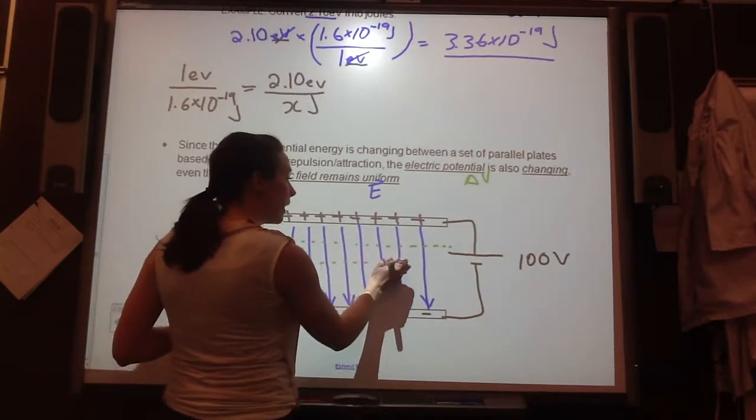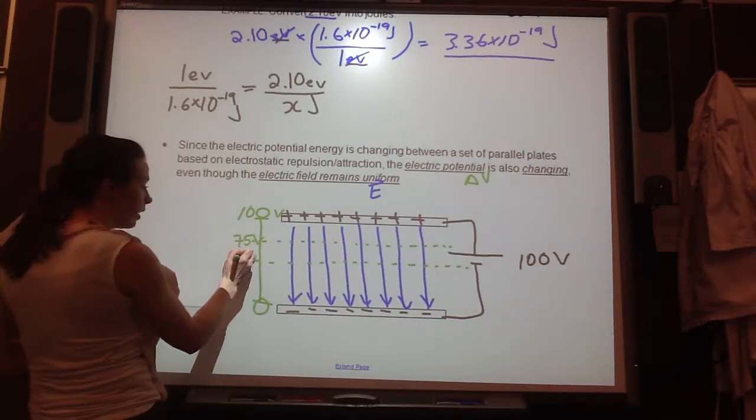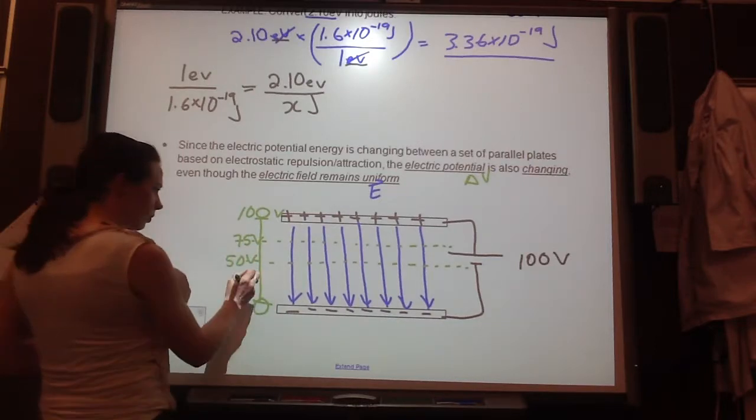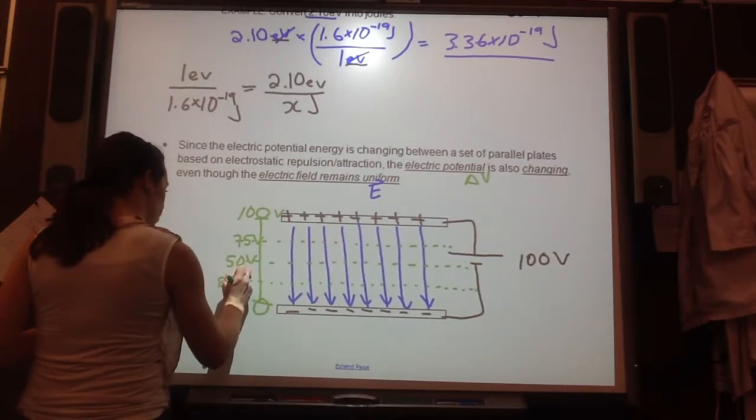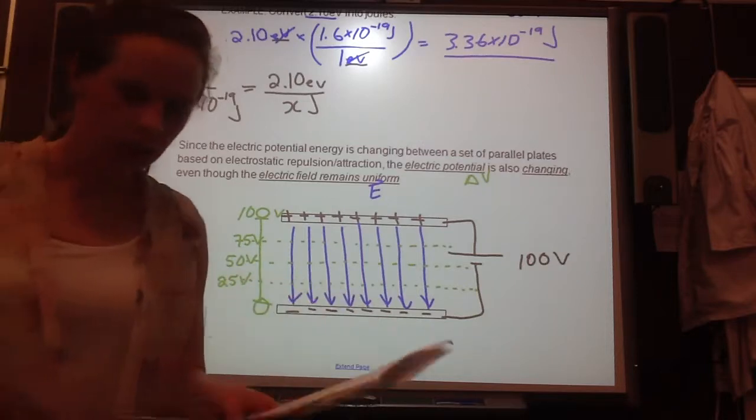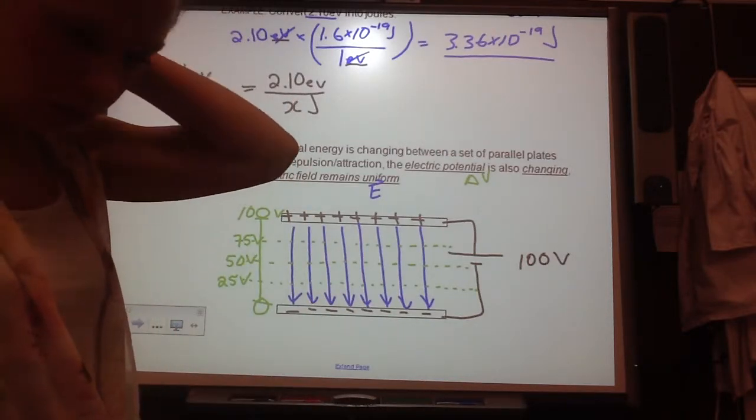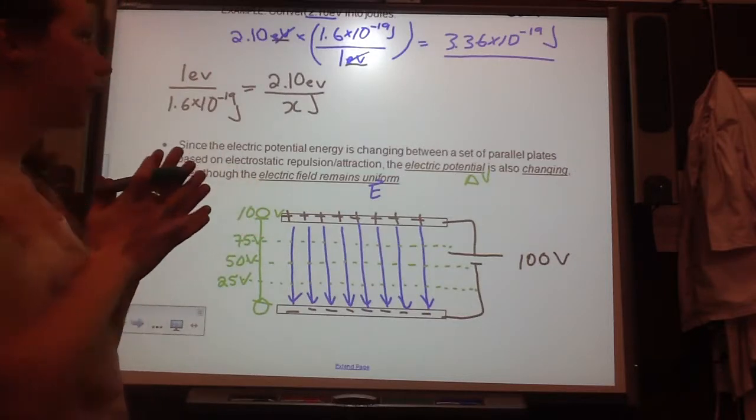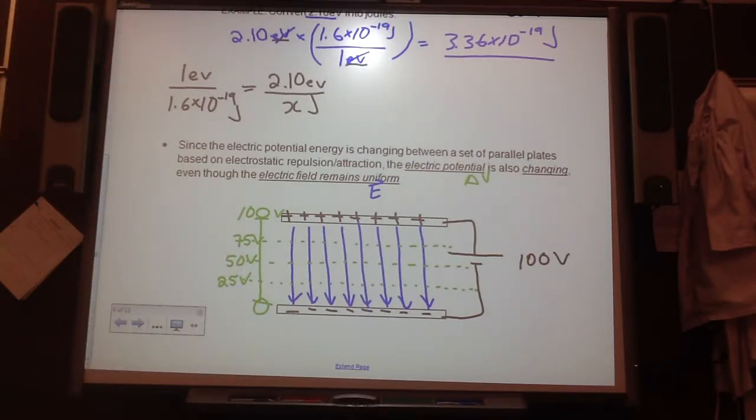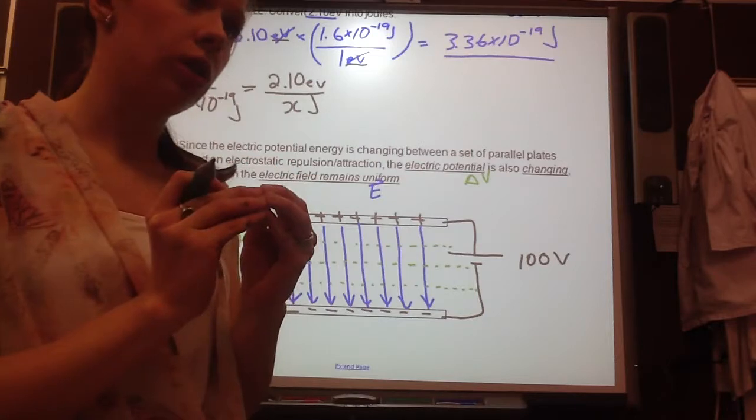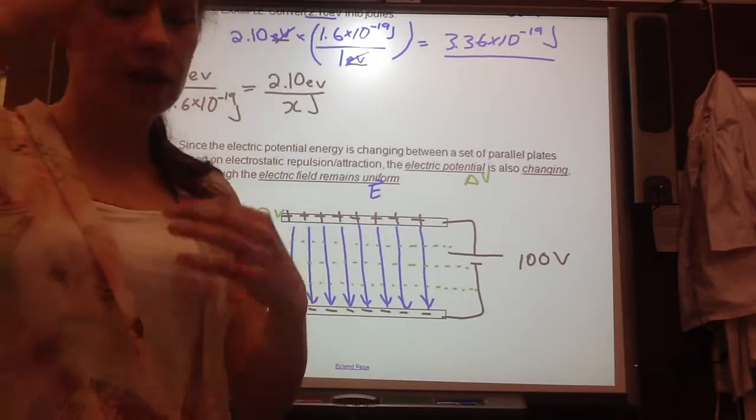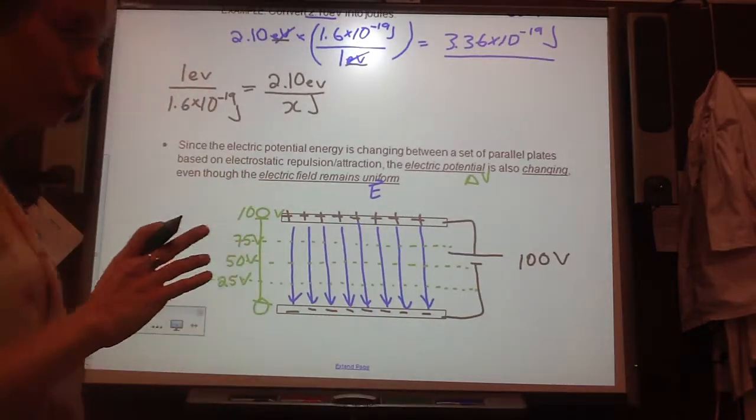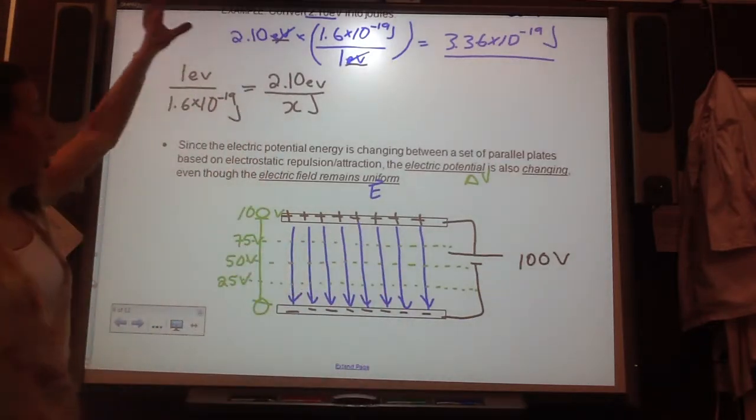Say I'm halfway now. Halfway would be 50 volts. And then the last quarter is 25 volts. So the electric field remains uniform, but at different places in between the plates, the electrical potential can be different, because they're at different distances. Okay, this is like one concept.